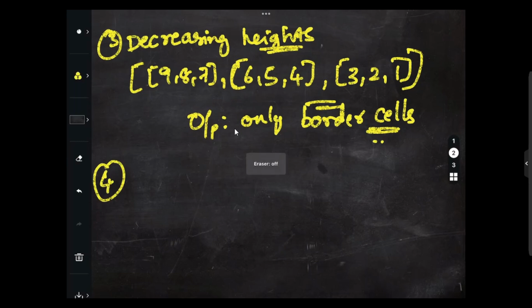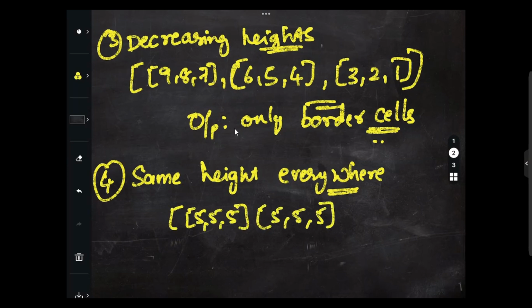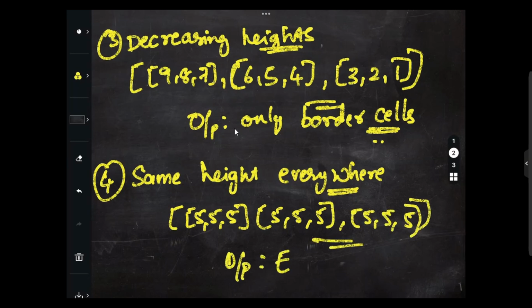This one, same height everywhere. So here, for the input, let me consider the same height. You can consider any value. I'll just consider 5, 5, 5, 5. Let me consider one more, 3 by 3. So here, yeah, this is fine. So the output will be the entire grid.